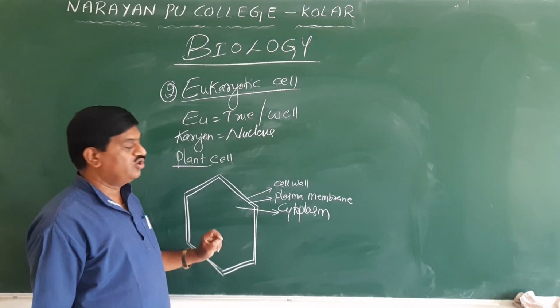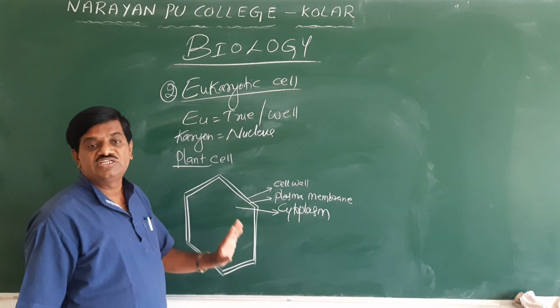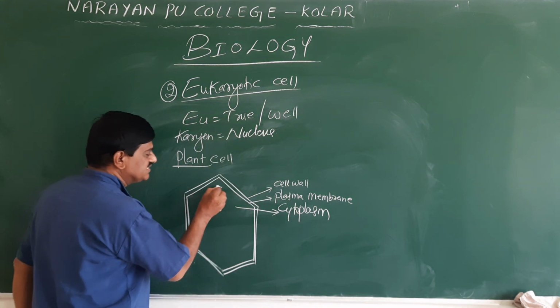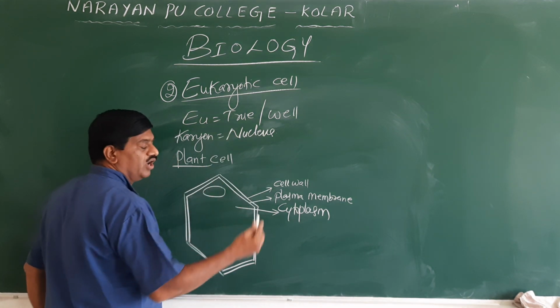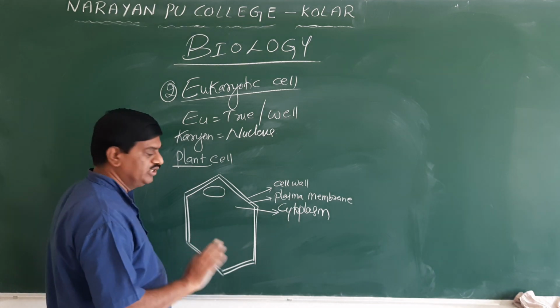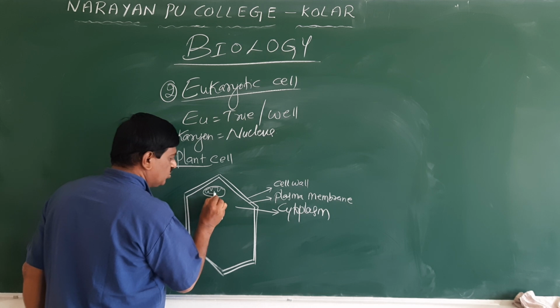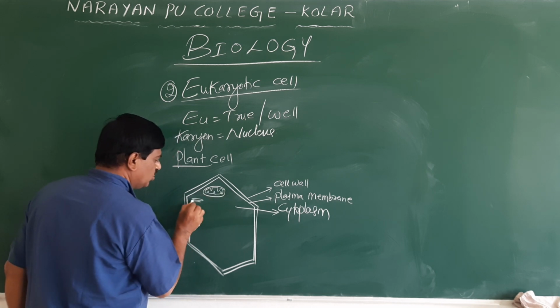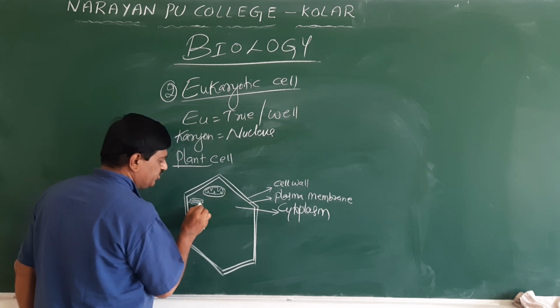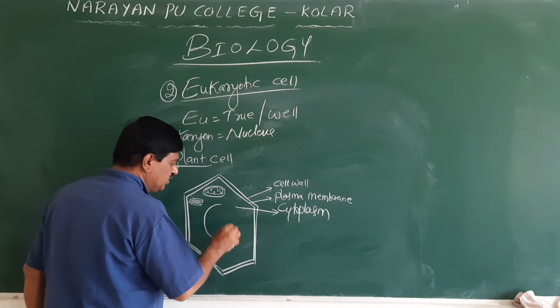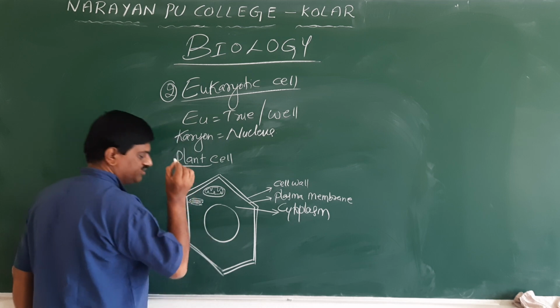Whereas in a prokaryotic cell the cytoplasmic organelles will be absent, in a eukaryotic cell cytoplasmic organelles like mitochondria, Golgi bodies, and endoplasmic reticulum are all present. Along with this, a well-developed nucleus is also present.